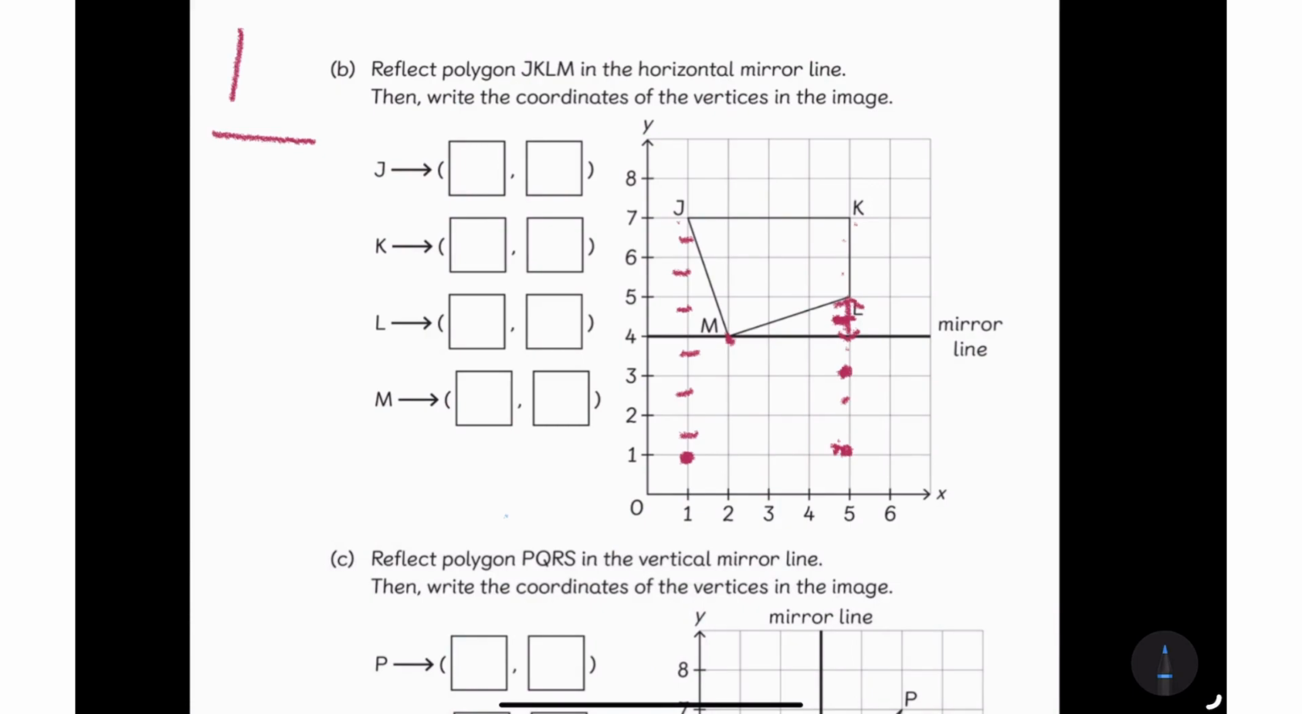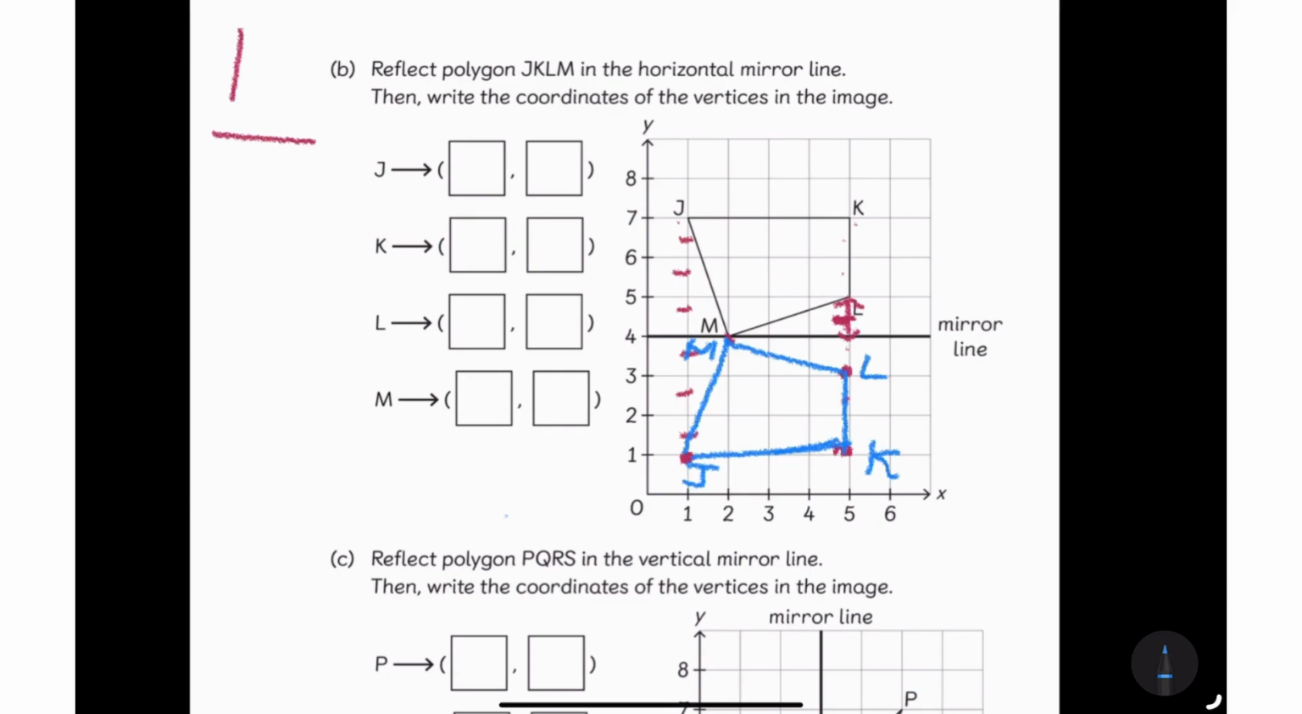So I will join this line, my another line, this point and this point, right? Let me name this as M. This is my L reflection, K, and J. This is how my reflected image will look. So let's look at the coordinates now of the vertices of the image.